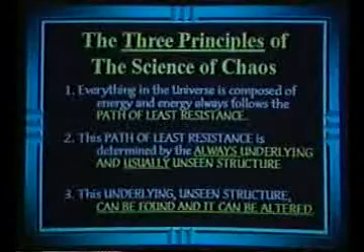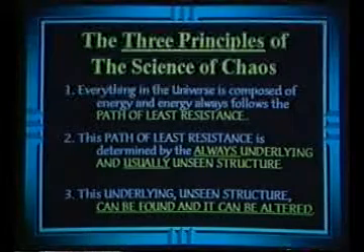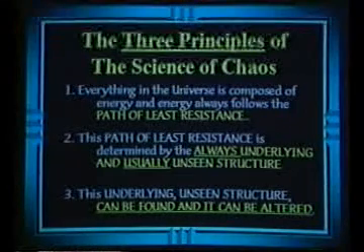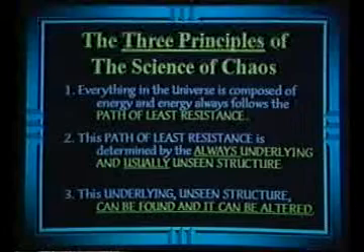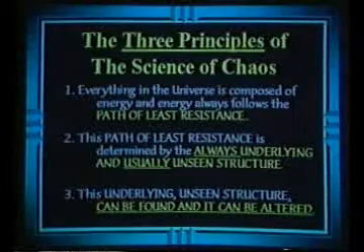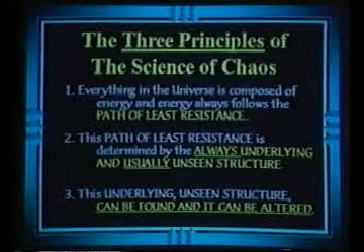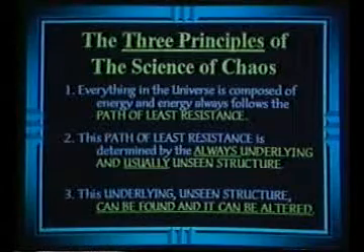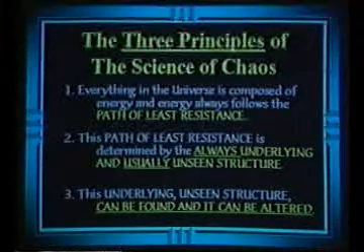And our underlying philosophy is the science of chaos. Chaos has three principles, repeating again for emphasis, that everything follows the path of least resistance. This path of least resistance is determined by the always underlying, usually unseen structure, and that unseen underlying structure can be changed, it can be discovered, and it can then be changed. So let's review this first day of the second week.